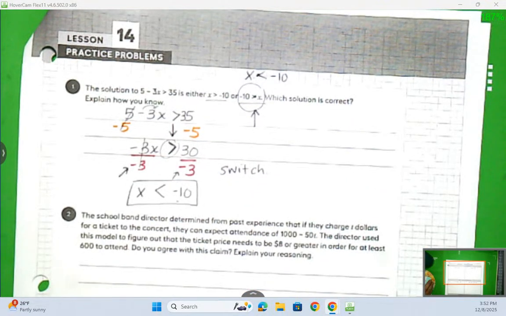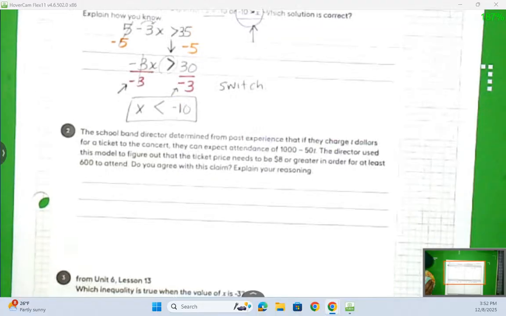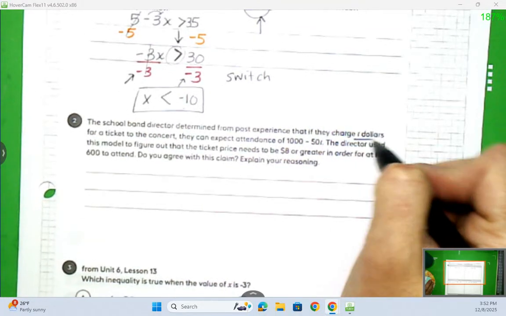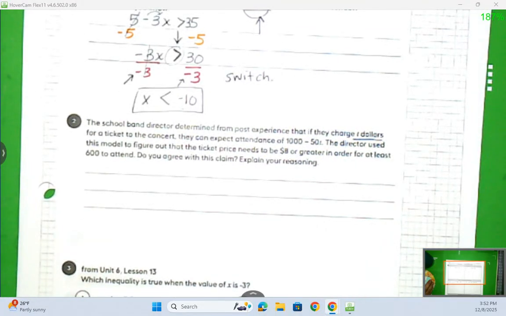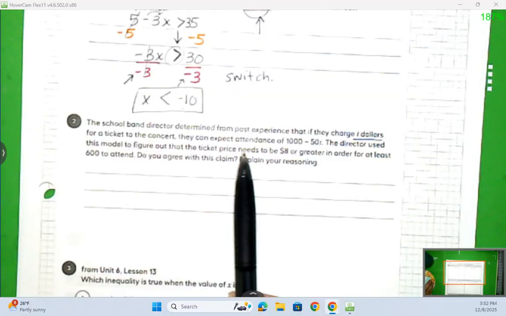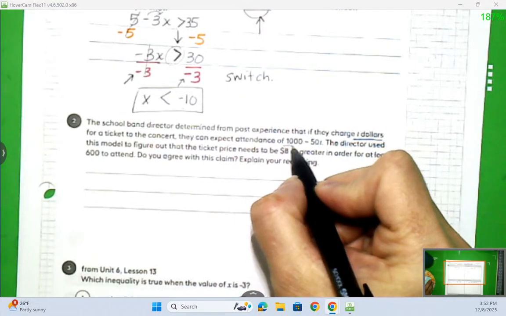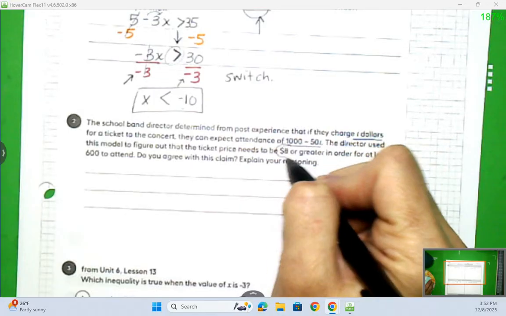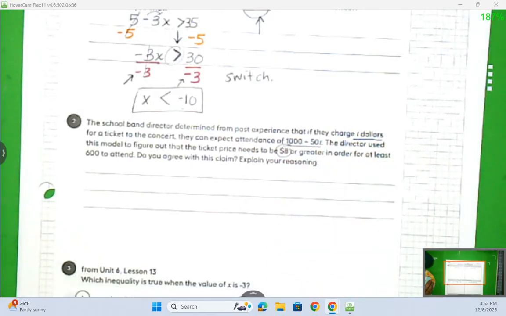Okay, number 2, we have a word problem. The school band director determined from past experience that if they charge T dollars for a ticket to the concert, they can expect an attendance of 1,000 minus 50T. The director used this model to figure out that the ticket price needs to be $8 or greater in order for at least 600 to attend. Do you agree with that claim?